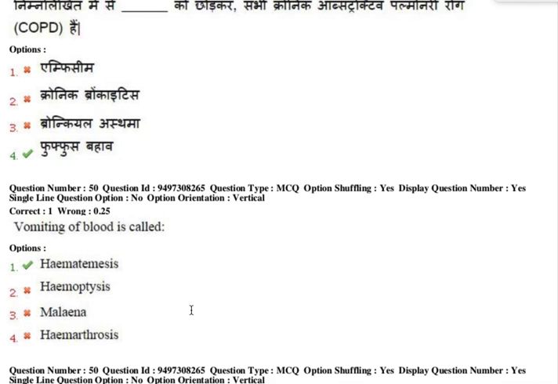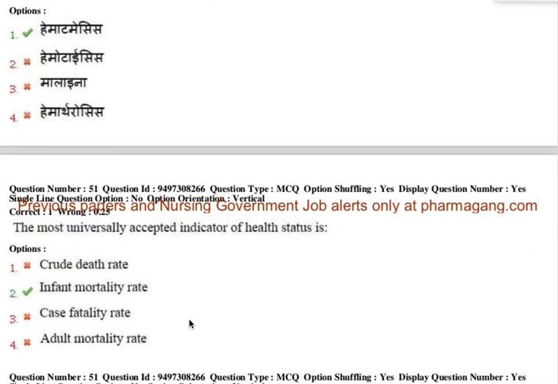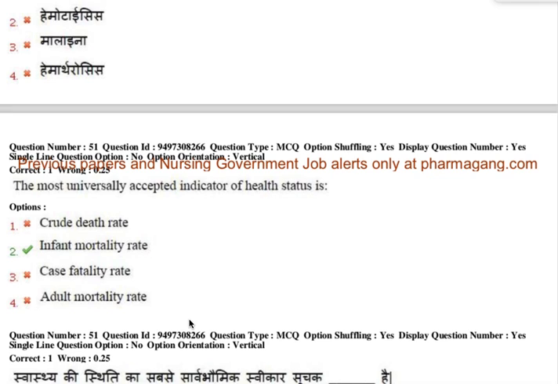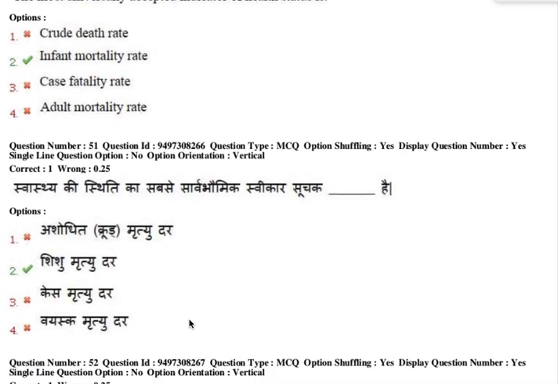Hematemesis is the vomiting of blood, hemoptysis is coughing up blood, and melena is blood in the stool. Next question, question number 51. The most universally accepted indicator of health status is... Right answer is second, infant mortality rate. It's the most universally accepted indicator of health status.